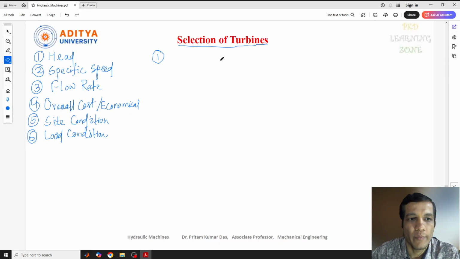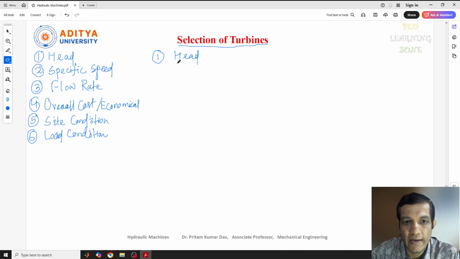We have already discussed the different types of turbines. Based on the energy, they are classified into two types: impulse turbine and reaction turbine. In the impulse turbine, the Pelton turbine is one example. In the reaction turbine, we have the Kaplan turbine, then Francis, propeller, and many more. These are the few turbines we have discussed. Anyway, in the selection of turbines, the first one is the head.